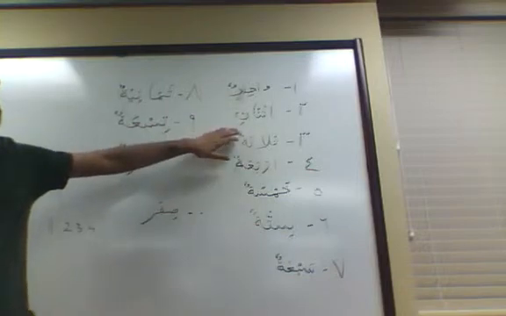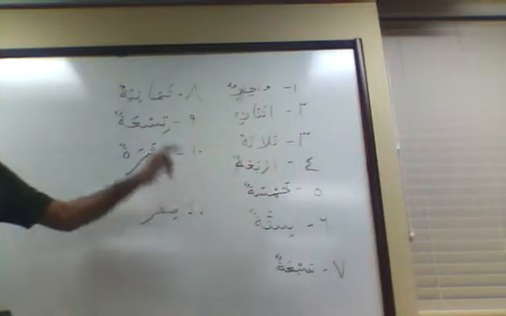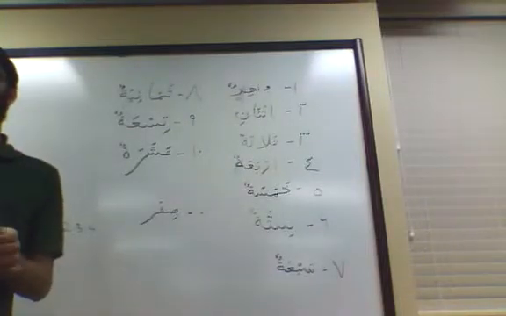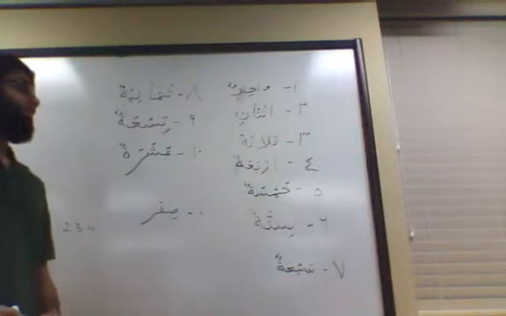So واحد, اثنان, ثلاثة, أربعة, خمسة, ستة, سبعة, ثمانية, تسعة, عشرة. These are your basic numbers, and they're in the Quran. I think all of these are in the Quran. No, not page number. I'm talking about the word itself.